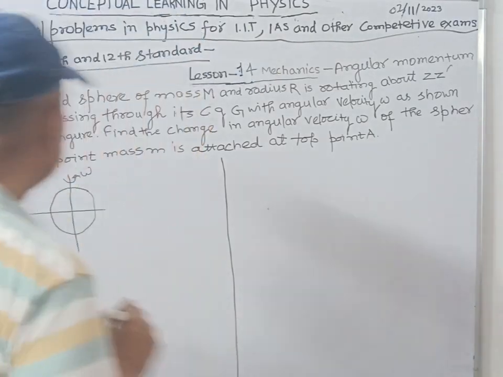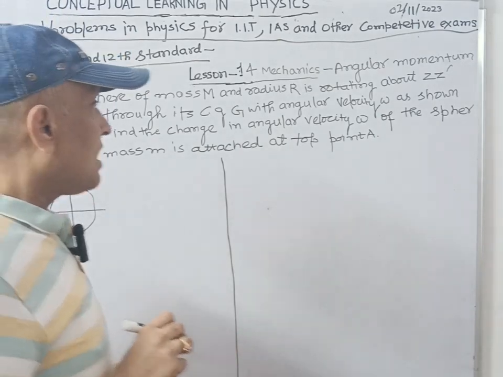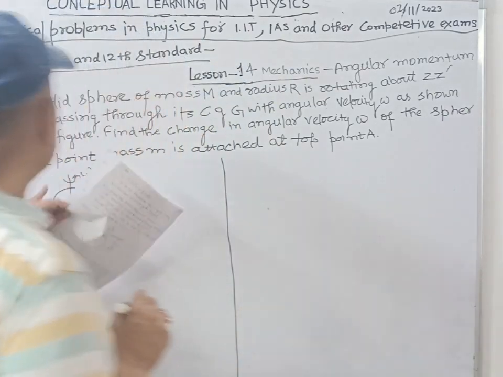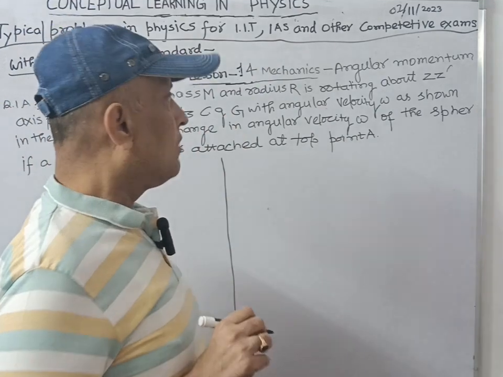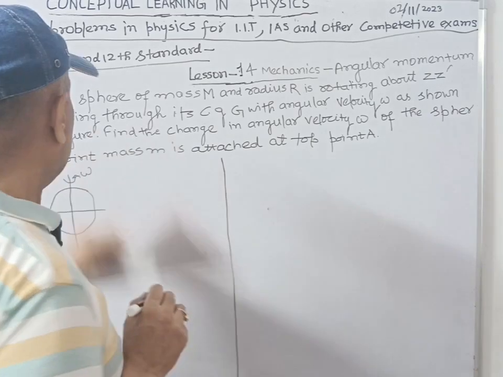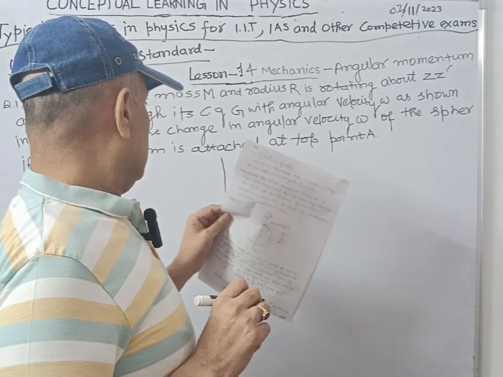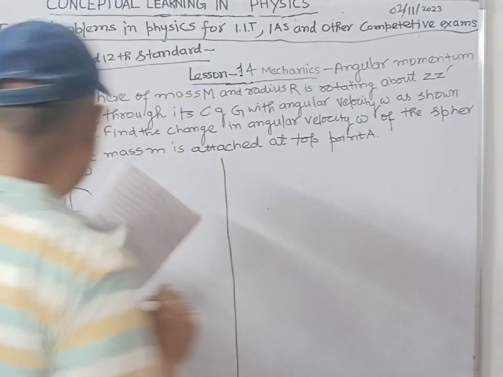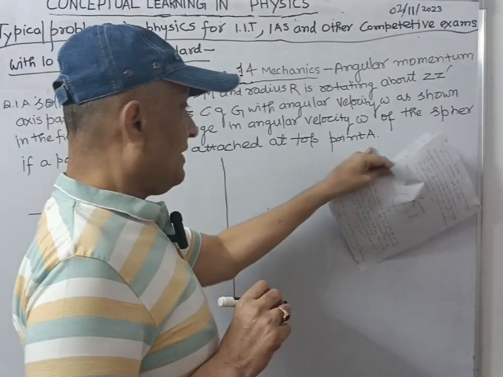Now the question is: a solid sphere of mass m and radius r is rotating about the z' axis, passing through its CG, with angular velocity omega as shown in the figure. Find the change in angular velocity omega of this sphere if a point mass m is attached at top point A.